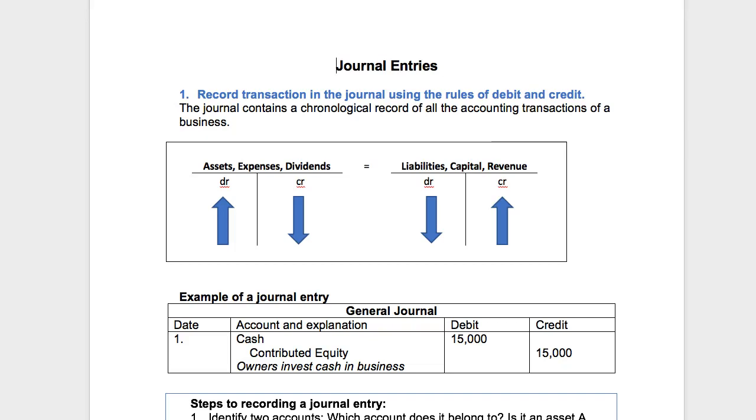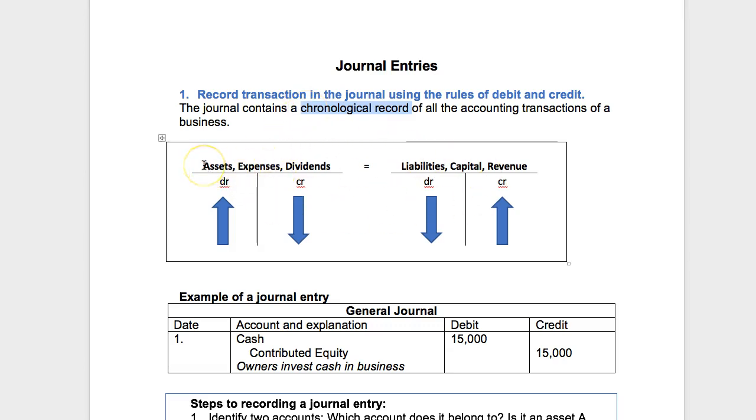In this video, we're going to look at how you record journal entries, and we'll be using the rules of debit and credit. So what is the journal? The journal contains a chronological record of all the accounting transactions of a business. So everything that happens in the business each day, making sales, paying for expenses, receiving cash, every transaction that happens gets recorded in date order using the rules of debit and credit.